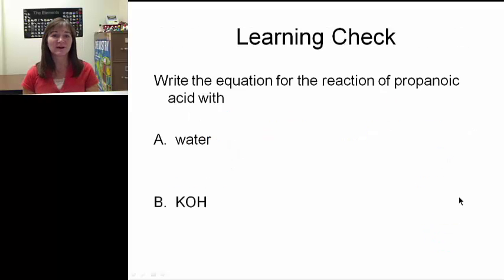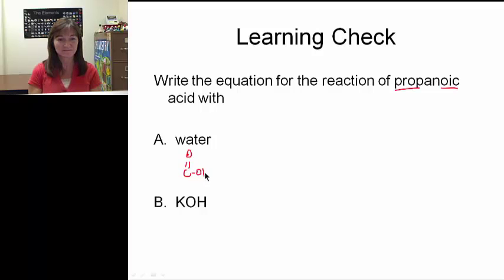So here's a learning check. Go ahead and write the equations for the reaction of propanoic acid with water and then with potassium hydroxide. Propanoic acid: we know the prop means it has 3 carbons, and oic acid means it's a carboxylic acid. So if I did this backwards here, I would start with my carboxylic acid. I know that there are 3 carbons because of the prop prefix, and then I have to put all my hydrogens in there. My ending carbon would have 3 hydrogens. This carbon is going to have 2 hydrogens. So that's propanoic acid. I'm going to put that with water, and in organic chemistry, we tend to like to write water HOH.